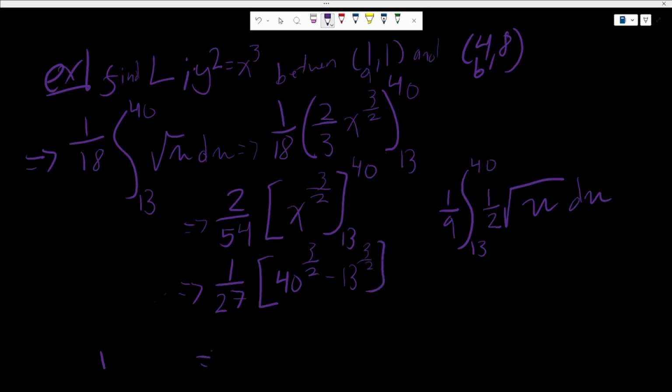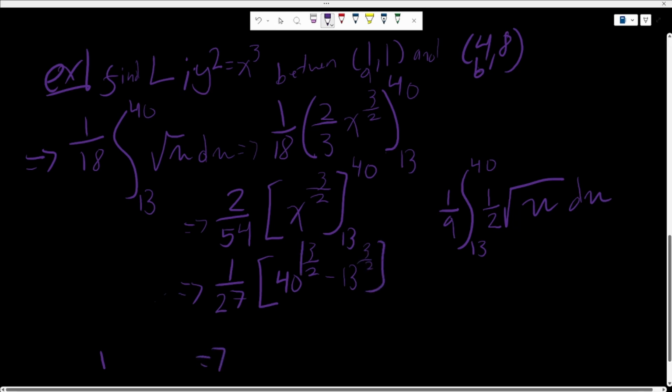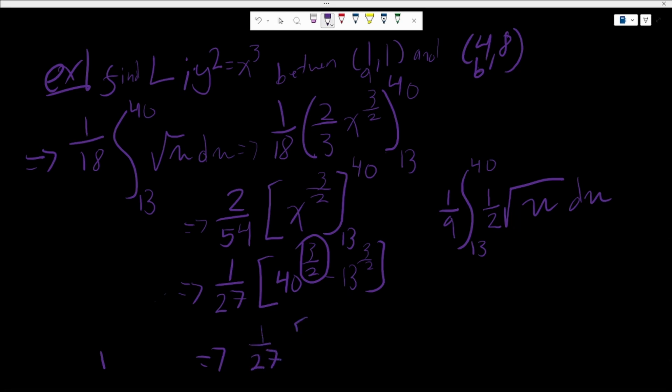And in math, they don't really like us having our final answers with the 3/2. So we can just always remember 3/2 is the same thing as the number by itself times the square root of that number. So we'll have 40 square root 40 minus 13 square root 13. And that is our arc length.